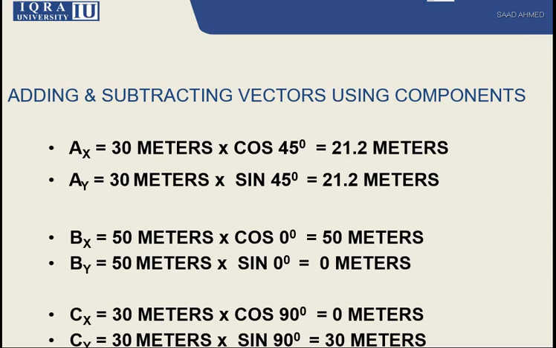Okay, we can see that adding and subtracting vectors using components, we have found out the components, that is Ax and Ay, and these are the values we are getting. Bx and By, these are the values, and Cx and Cy, these are the values, right?